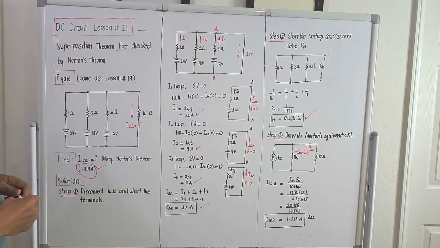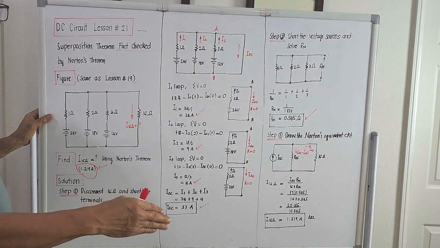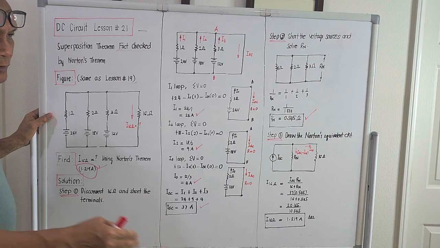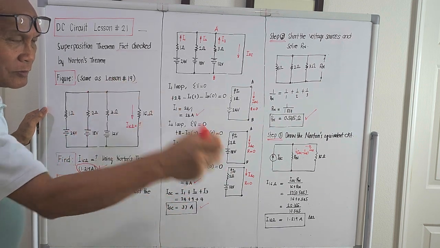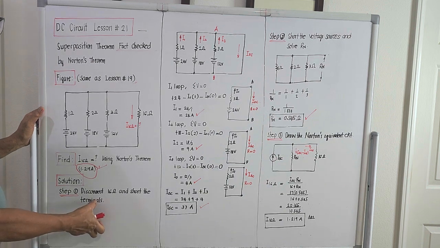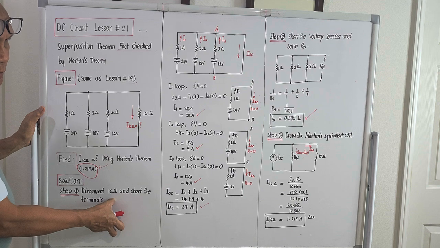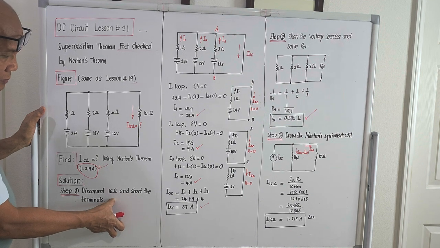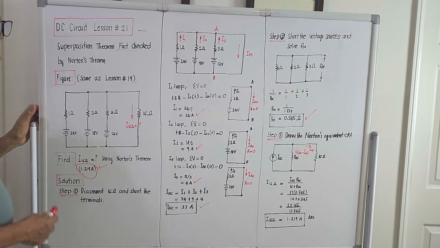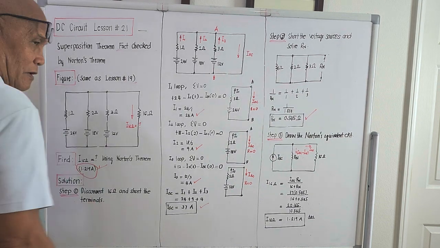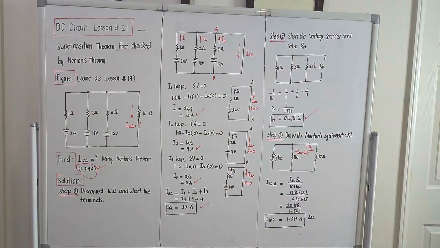Okay. Solution. Step number 1. At least we now know the procedures on how to solve problems using Norton's theorem. And according to step number 1 under Norton's theorem, we will disconnect the 16 ohm load, the load in which the current is to be known. We will disconnect it and short the terminals. So like what the problem says, I will try to get my cloth eraser. Sorry for that one.